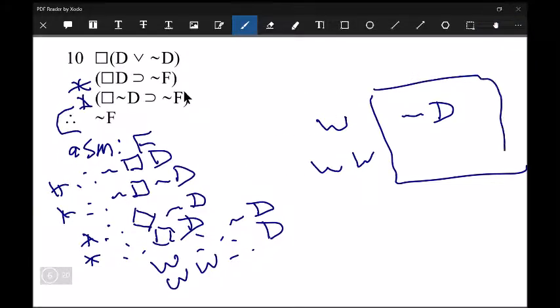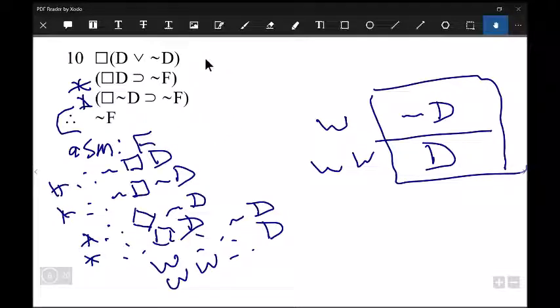Ooh, okay, let's see. Now, you could drop the box into both worlds, but I'm going to skip that because you're not going to get anything new. So, are the premises true and conclusion false? Yes. Every world has D or not D, right? This one has D, this one has not D. So that's true. If every world has D, well, false. Implies anything is true. Everything has not D, every world has not D, false.